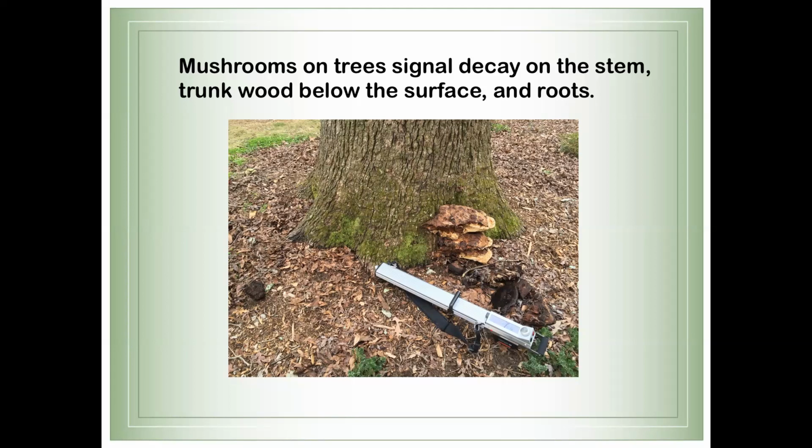So what I want to see in a normal tree is a reading that spikes up and down, up and down. That is a normal reading. When it flatlines mid-level, that means decay. When it flatlines at the very, very bottom, that means the tree is hollow. So that is the tool that I use. It's called a resistograph.